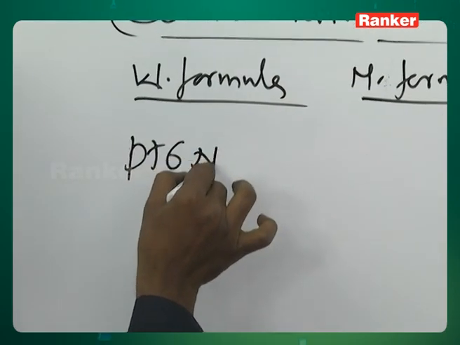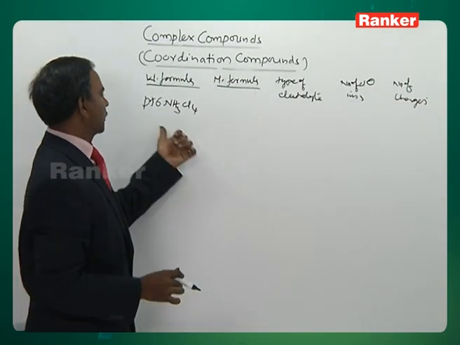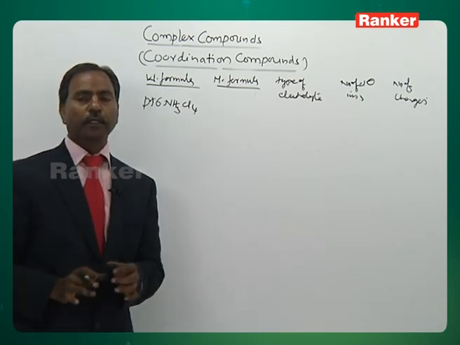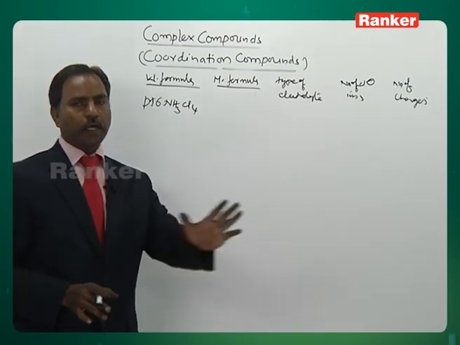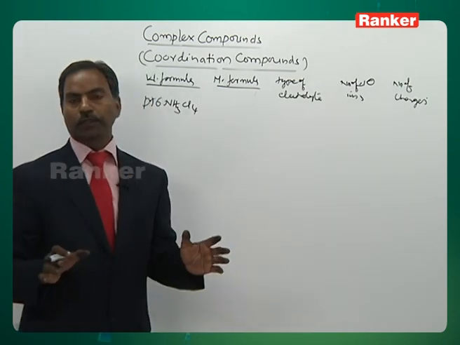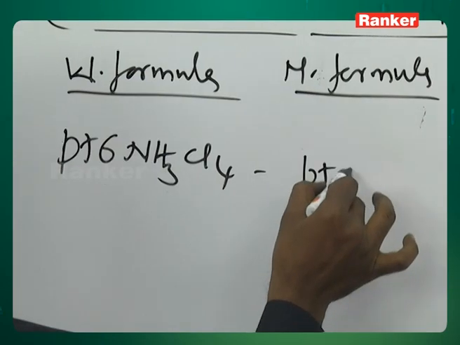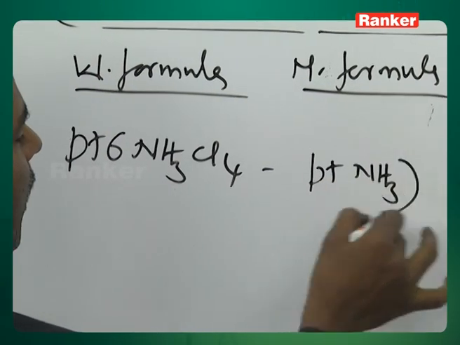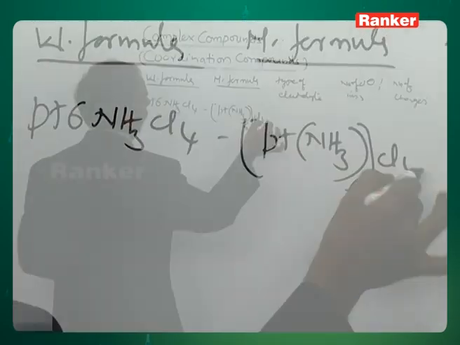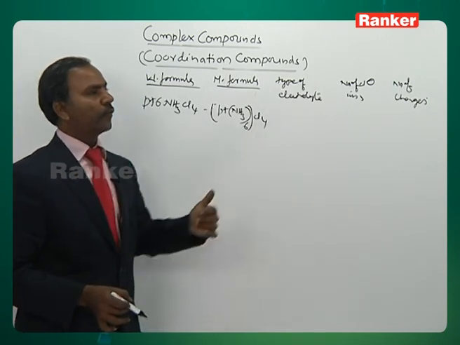Platinum 6NH3 Cl4. Yes, 4 chloride ions are there. Platinum oxidation number is plus 4, I have shown in a table that primary valence is 4, secondary valence should be 6. Then, how to write the modern formula for this? All the amine ligands you put within the bracket. Then Pt NH3 taken 6 Cl4. This is the complex. Now, type of electrolyte 1:4.